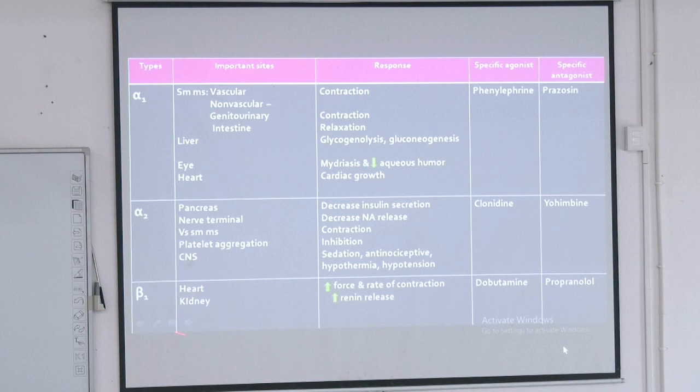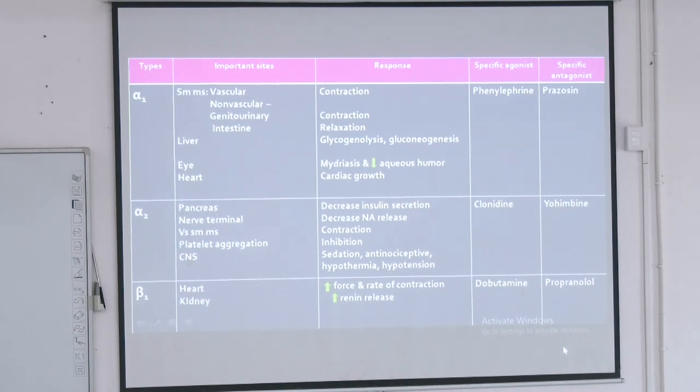But alpha 2 receptor, mainly alpha 2C, it is intimately related with the sedation, anti-nociceptive, that is the analgesic, hypothermia and hypotension effect in the CNS, and that is being utilized for our clinical purpose. These effects of these alpha 2 receptor in CNS are being utilized. As for example, you can see the clonidine, much of this effect will be seen in clonidine. Clonidine is a very good and important drug. You have to know.